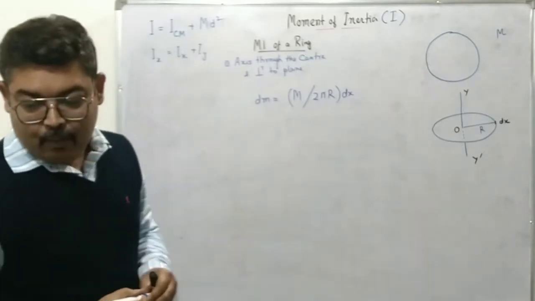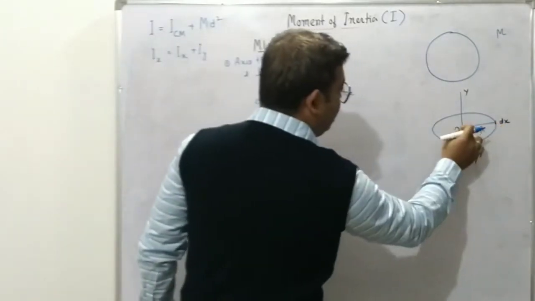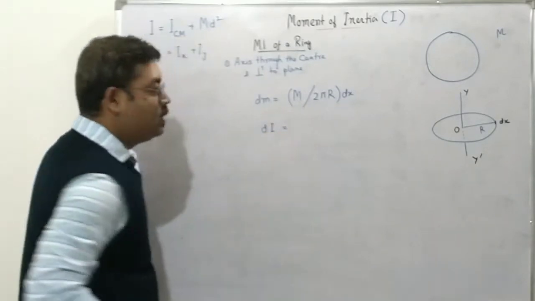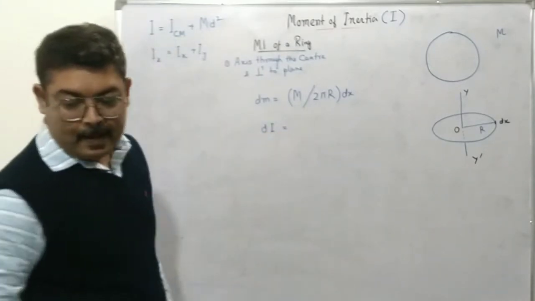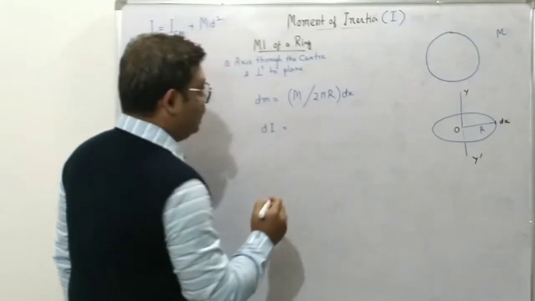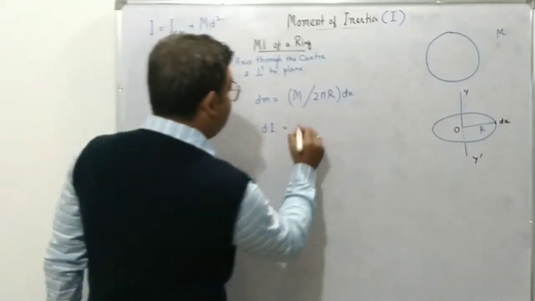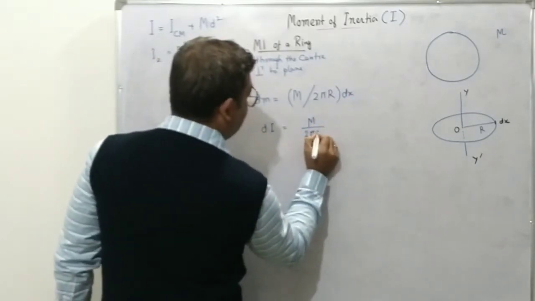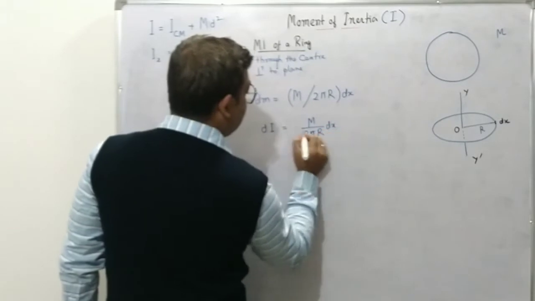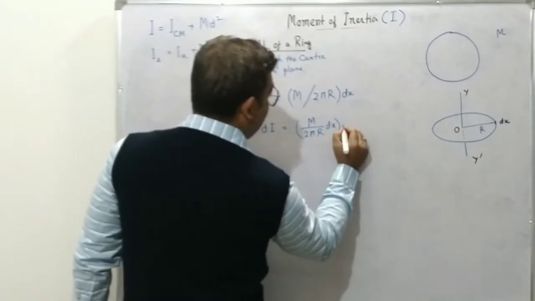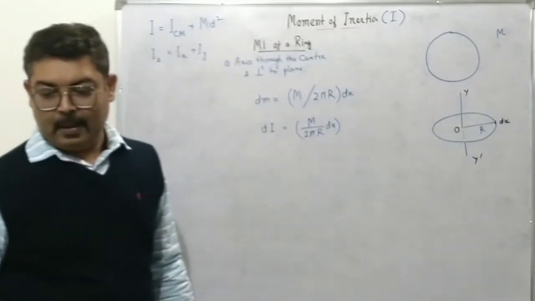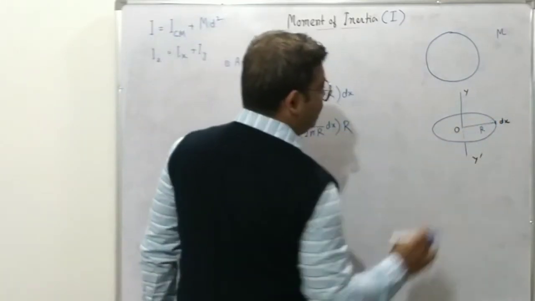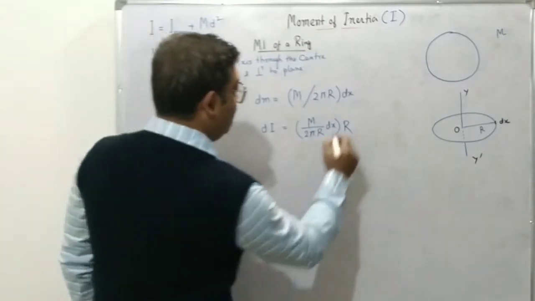Then the moment of inertia of this element about the given axis, let's call this dI, will simply be given by the mass of the element, M by 2 pi r into dx. This is the mass dm, into what is the distance? Distance is equal to the radius, right? It is at the circumference, so r squared.